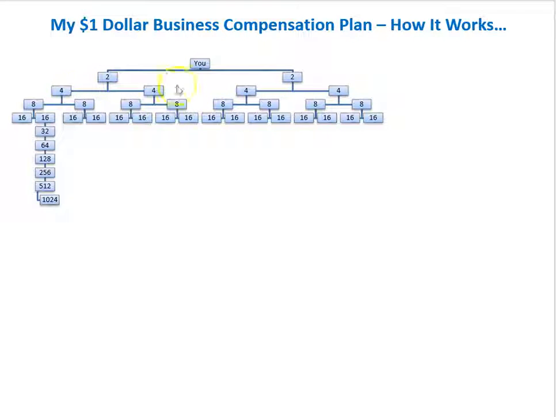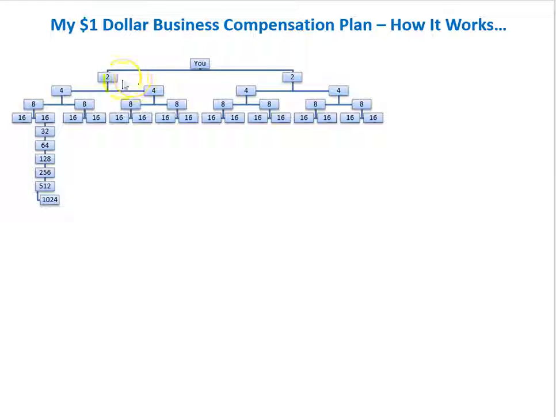By only having 2 people direct, the way it's going to build is 2 people on the first level, 4 on the second, 8 on the third, 16 on the fourth. And as we go down in levels 5 through 10, it'll be 32, 64, 128, 256, 512, and then on the 10th level, 1,024 people.